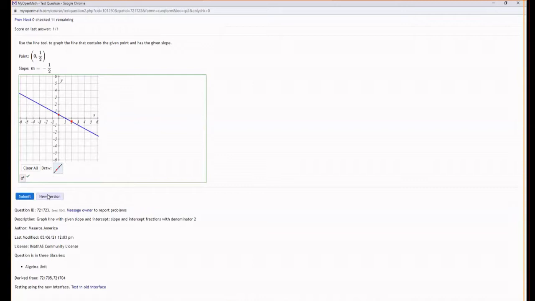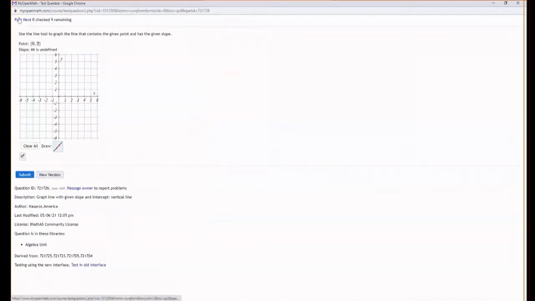What if m is undefined? Good question. I think we have a couple like that. So first, let me go through what happens when m is 0. 0 we can think of as being like 0 over 1. Okay, and I know this isn't the question you just asked, but we'll go through this first real quick. So when your slope is 0, you just move up or down by 0, right? So I'm just going to have a horizontal line.